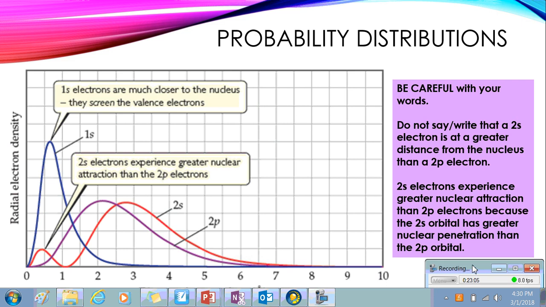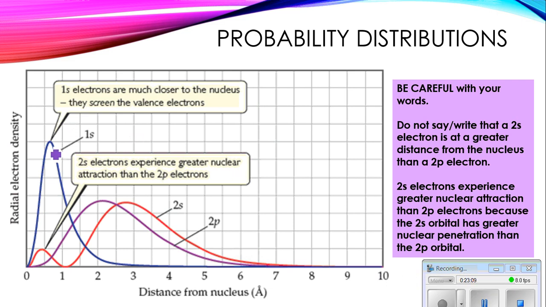So in this radial diagram right here, this is your 1s, the red is your 2s, and the purple is your 2p. What I do not want you to say is that the 2s orbital is closer to the nucleus than the 2p orbital. It's not. The 2s orbital is actually a little bit farther away from the nucleus than the 2p orbital, but the 2s orbital can penetrate closer to the nucleus. And when it penetrates closer to the nucleus, that means there's greater nuclear attraction, and it makes it more difficult to remove electrons from the 2s orbital compared to the 2p orbital.